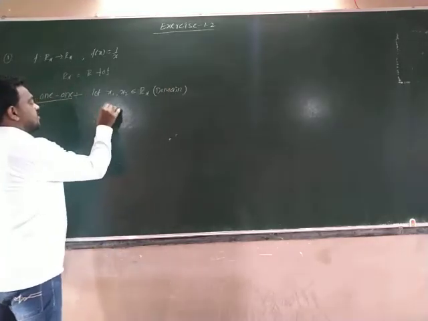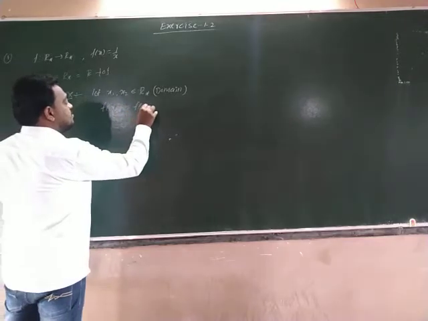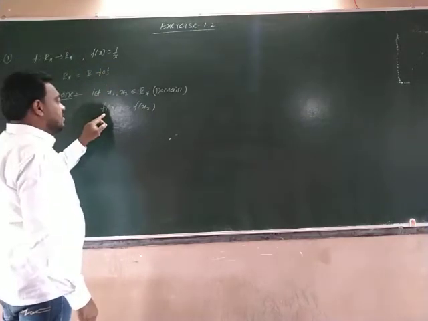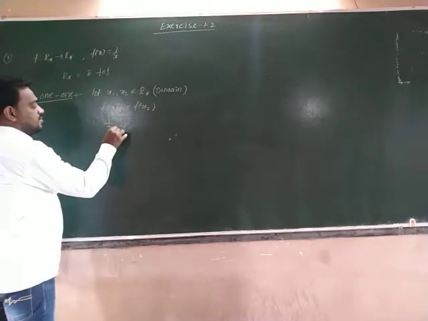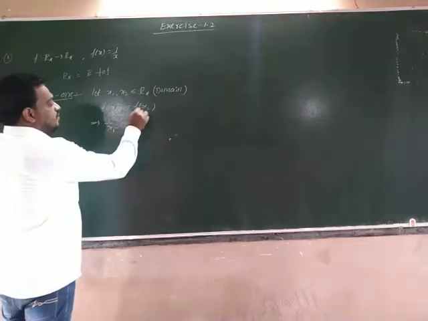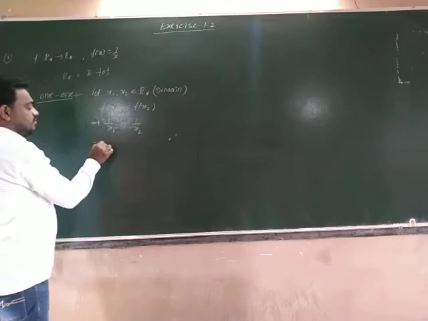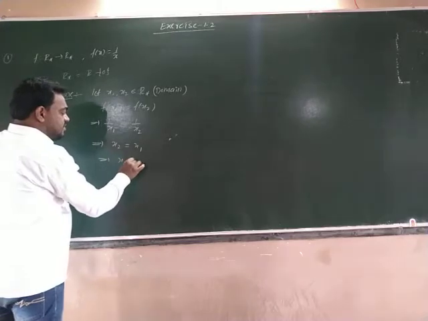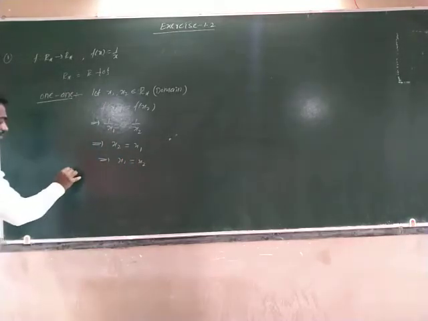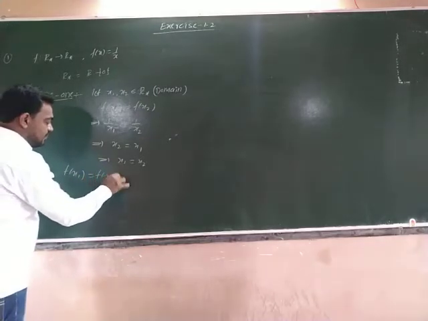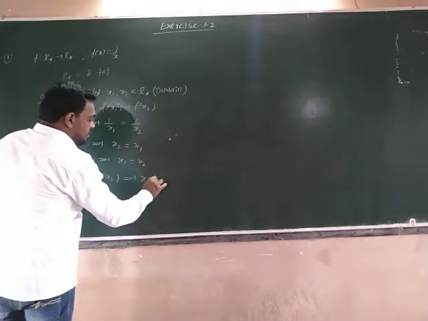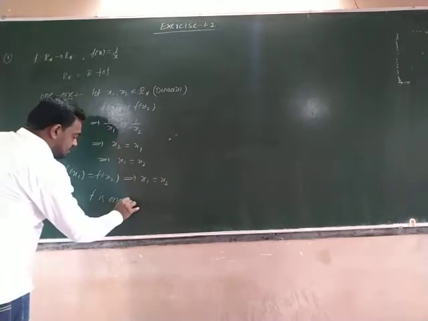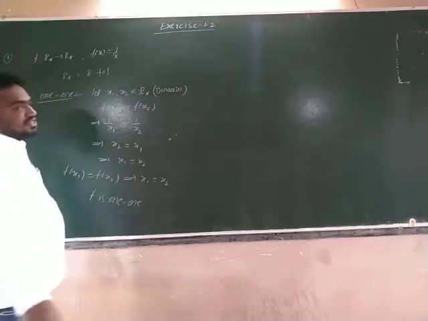And I am assuming f of x1 is equal to f of x2. What is f of x? f of x is equal to 1 by x, then f of x1 equals 1 by x1 equals f of x2, which is 1 by x2. Doing cross multiplication, x2 is equal to x1, that is, x1 is equal to x2. We assumed f of x1 equals f of x2 implies x1 equals x2, which means f is a one-one or injective function.